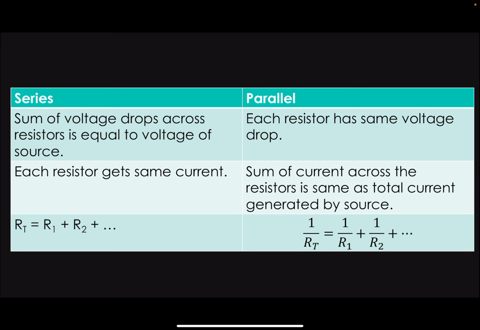And then for parallel, each resistor gets the same voltage. The sum of the currents is the same as the total current from the source. And then 1 over the equivalent resistance is equal to 1 over R1 plus 1 over R2 and so on.